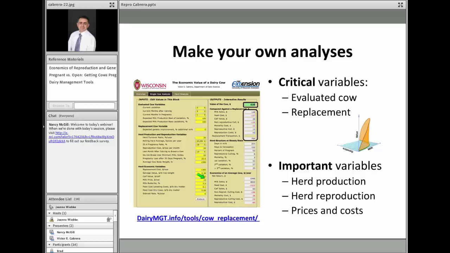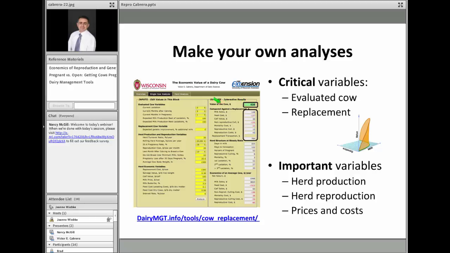And once you just hit this button here that says Analyze, you will have right away, as you can see here, the value of the cow. If you want more detail, actually you would have all the components of this value of the cow to get a better idea of what's going on for that specific animal.